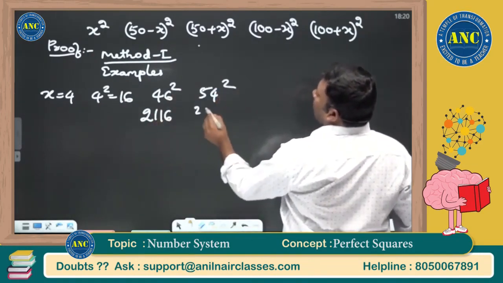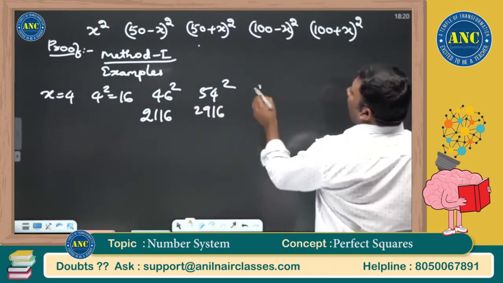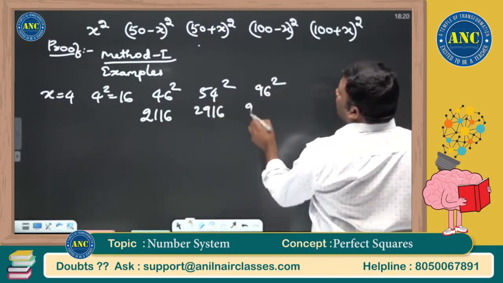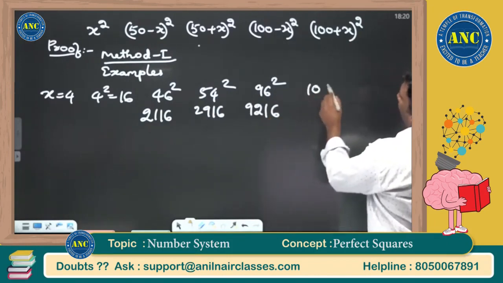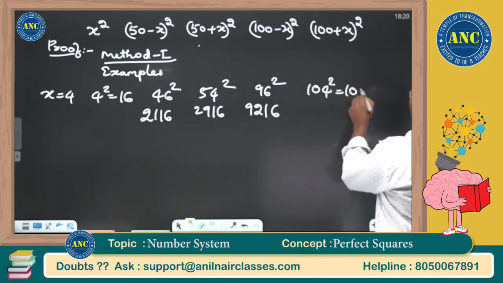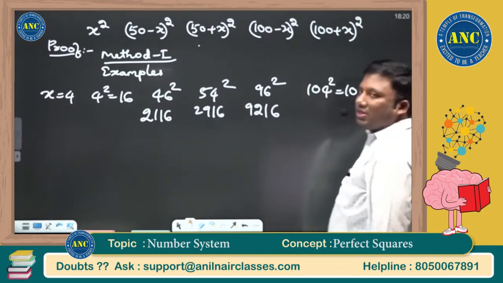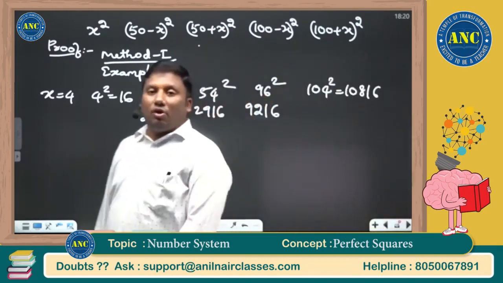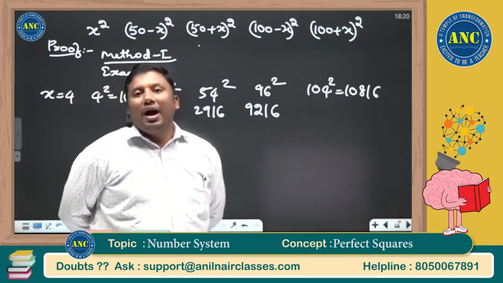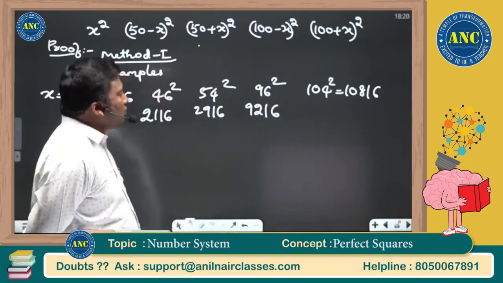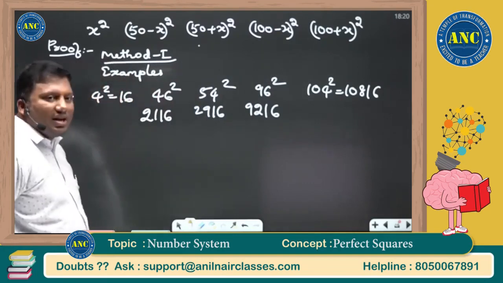54 square is 2916. 100 minus 4, 96 square is 9216. 104 square is 10816. So 50 minus 4 whole square, 50 plus 4 whole square, 100 minus 4 whole square, 100 plus 4 whole square: the last two digits are the same in all the cases.